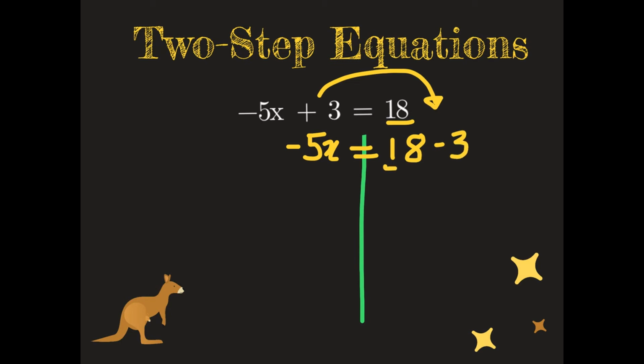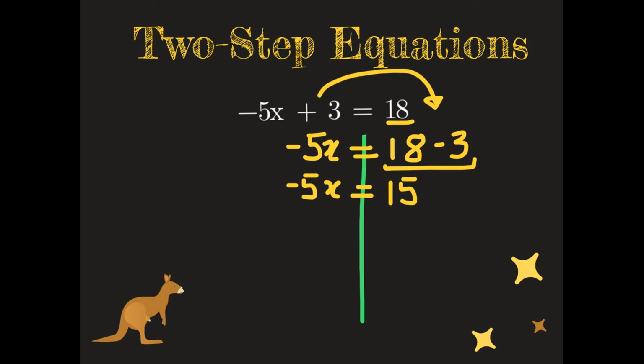We're going to solve this. So negative 5x is equal to 18 take away 3, which will be 15. So that was the first step of our two-step equation problem. Let's do the next part.